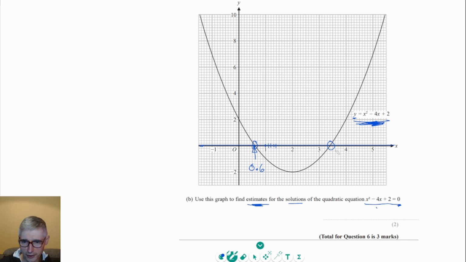And we've got another value here. Where does that cross? And that crosses at 3.4. So those are the two values of x that make this equation equal to 0. So we just write them down. So we just say 0.6 and 3.4.